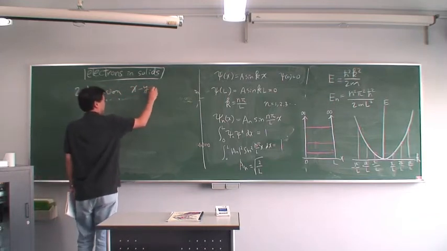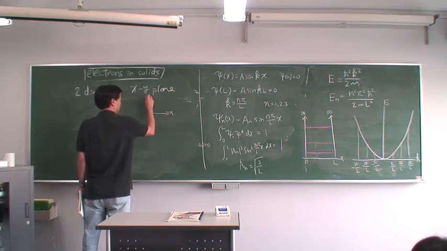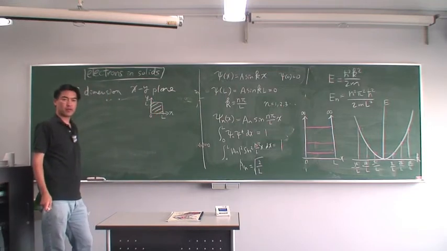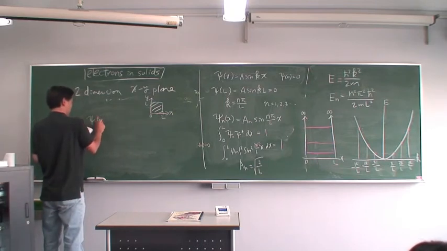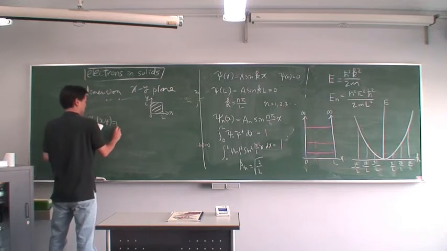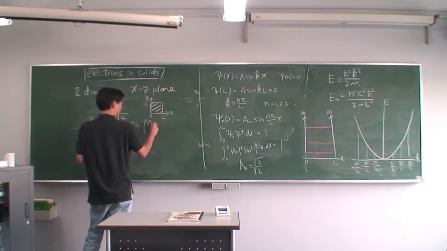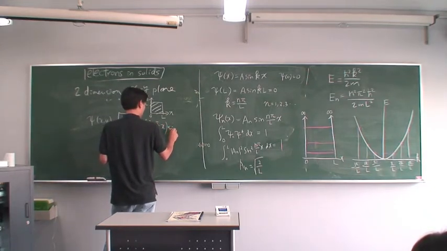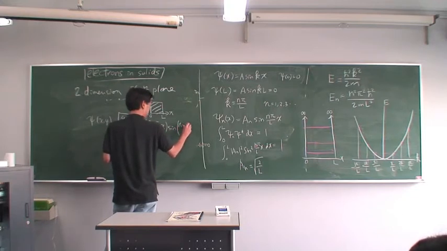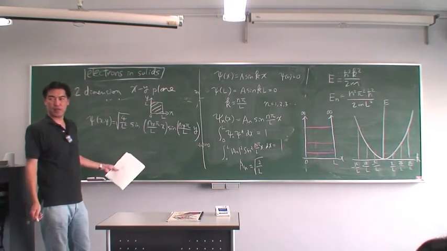x and y. So the electron is confined in area 0 to L square. Electron is confined in a square area. If that's the case, the answer is this. Wave function is this. It's simple as that.